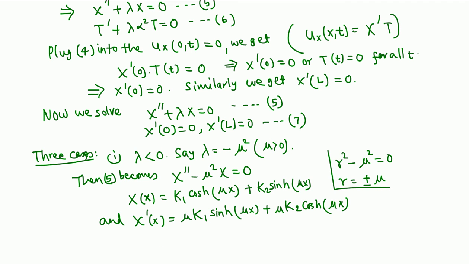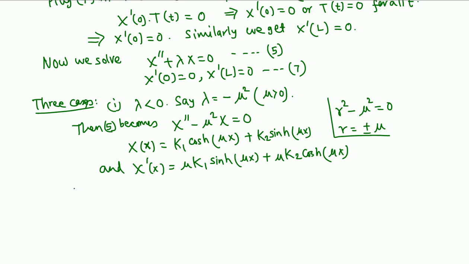Okay, now using X prime 0 equals 0, we get mu k1 sine hyperbolic 0, and sine hyperbolic 0 is 0, so this is 0, plus mu k2 cosine hyperbolic 0, because we are replacing x by 0, and cosine hyperbolic 0 is 1, so this is mu k2. So we are finding mu times k2 equals 0. By the way, mu is positive, so this is not 0, that implies k2 is 0.